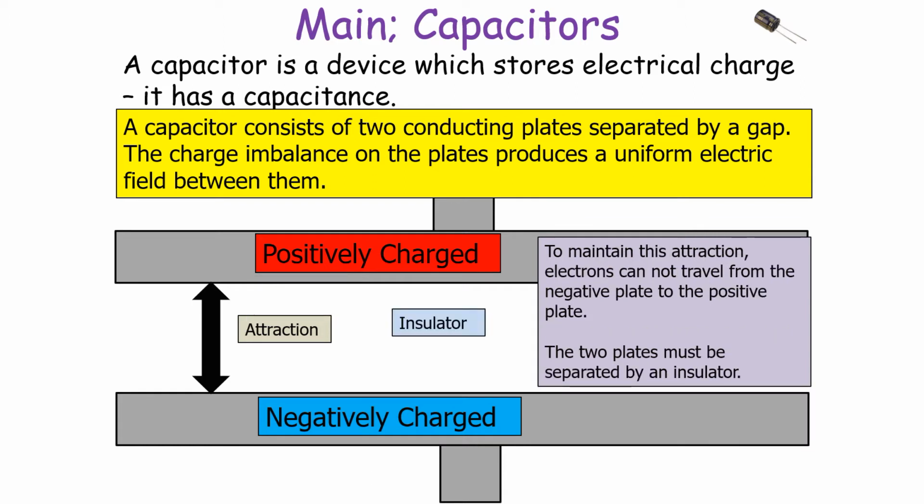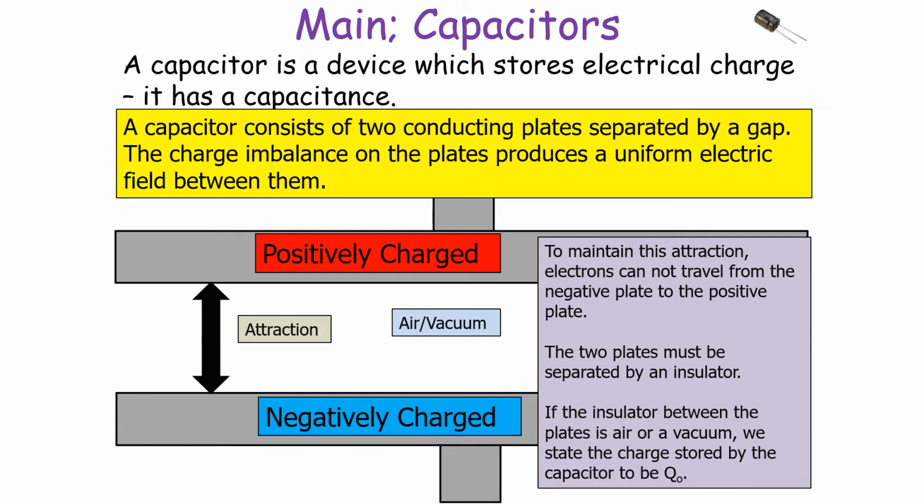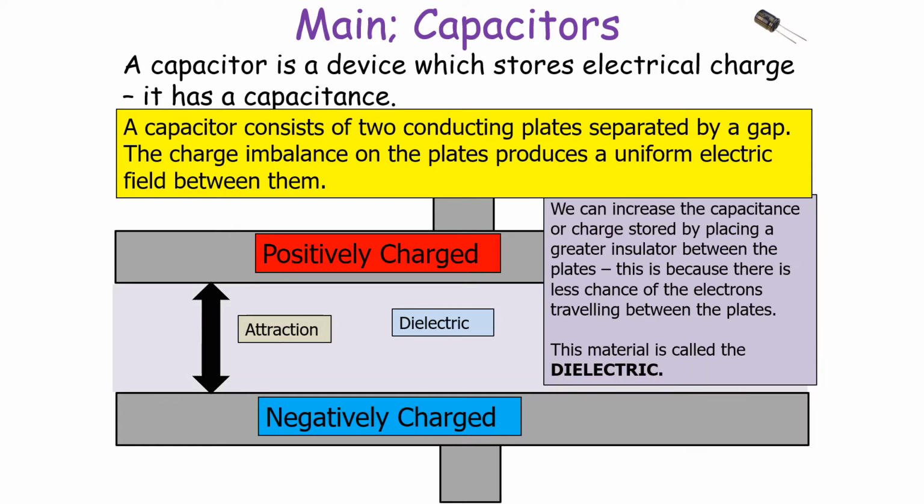Now, to maintain this attraction, electrons cannot travel from the negative plate to the positive plate, so the two plates, like we mentioned, are separated by an insulator. Now, again, it's important that if the insulator between the plates is air or a vacuum, we state the charge stored by the capacitor to be Q0, and the capacitance to be C0, which is an important idea.